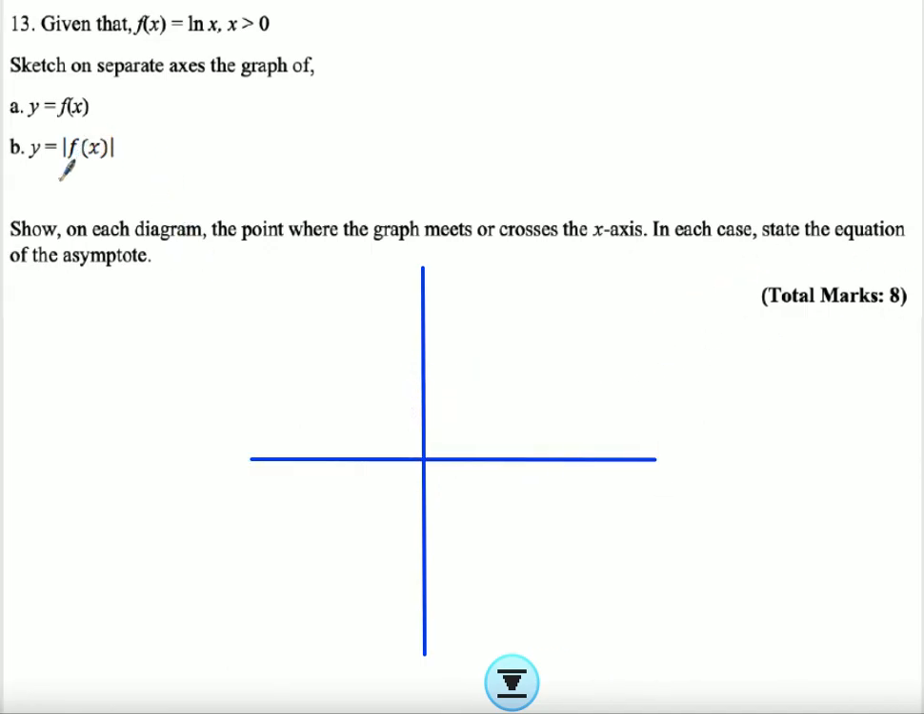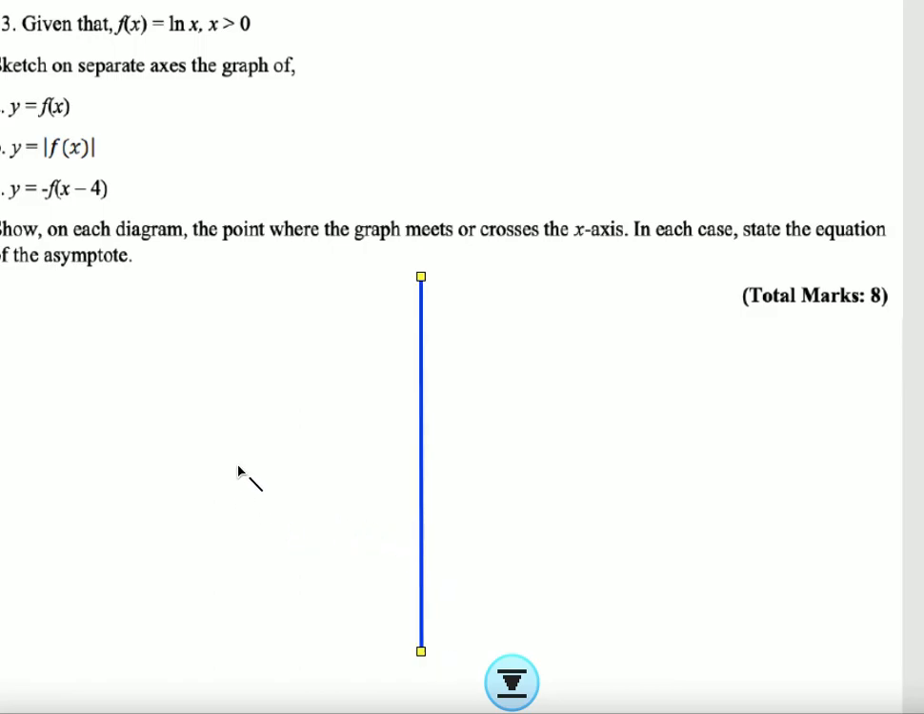Okay, so the modulus of f of x, let's think about the last one. It went like this, so it's going to go like that, and then it's going to do that, isn't it? So that's going to be 1, 0, and we're still going to have an asymptote x equals 0. Lovely.